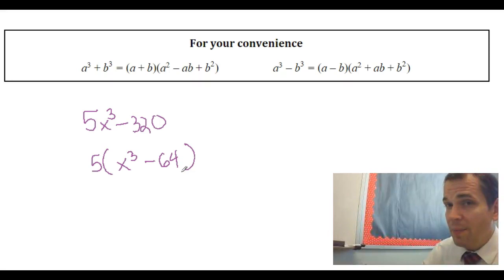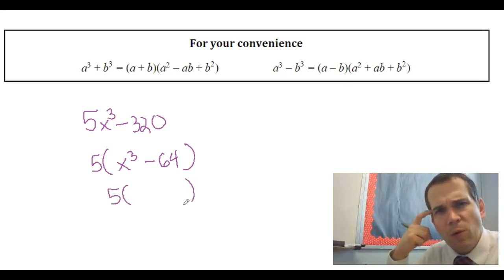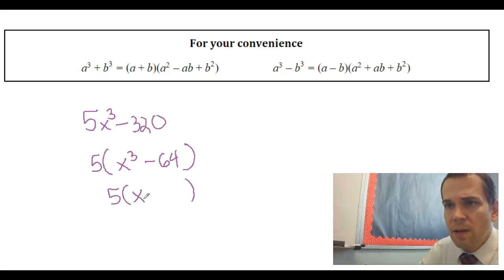So now my next job is to figure out what would I cube to get x cubed, and what would I cube to get 64. So I can start filling in the other side of this pattern that works. So the 5 just gets carried around. And what would I multiply by itself 3 times to get x cubed? X. What do I multiply by itself 3 times to make 64?